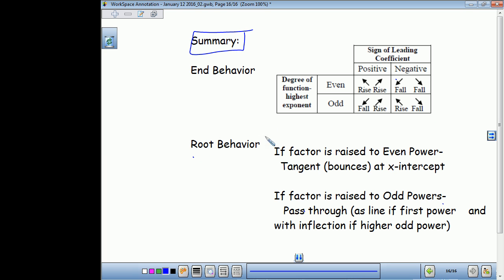Okay, root behavior. What is happening at the roots of the function? If a factor is raised to an even power, then it is tangent, which means it bounces at that x-intercept. But if the factor is raised to an odd power, it'll pass through. It passes through similar to a line. If it's raised to the first power, there's no inflection. And with an inflection, if it's a higher odd power. Got it? Okay, then today's stuff will be easy. You got it right. It's just more practice.